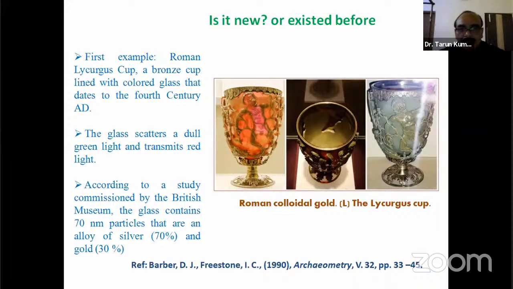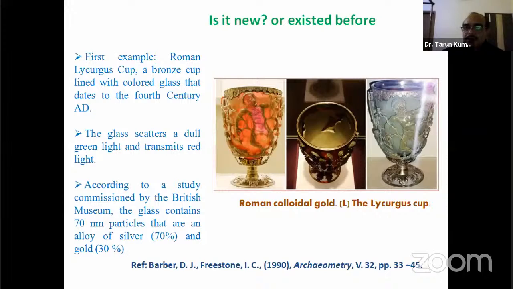Here the different types of cups are there. Roman, that is the colloidal gold. And this Lycurgus cup, it is actually a bronze cup. And in the glass, according to the museum, this glass contains 70 nanometer particles that are an alloy of silver and gold.